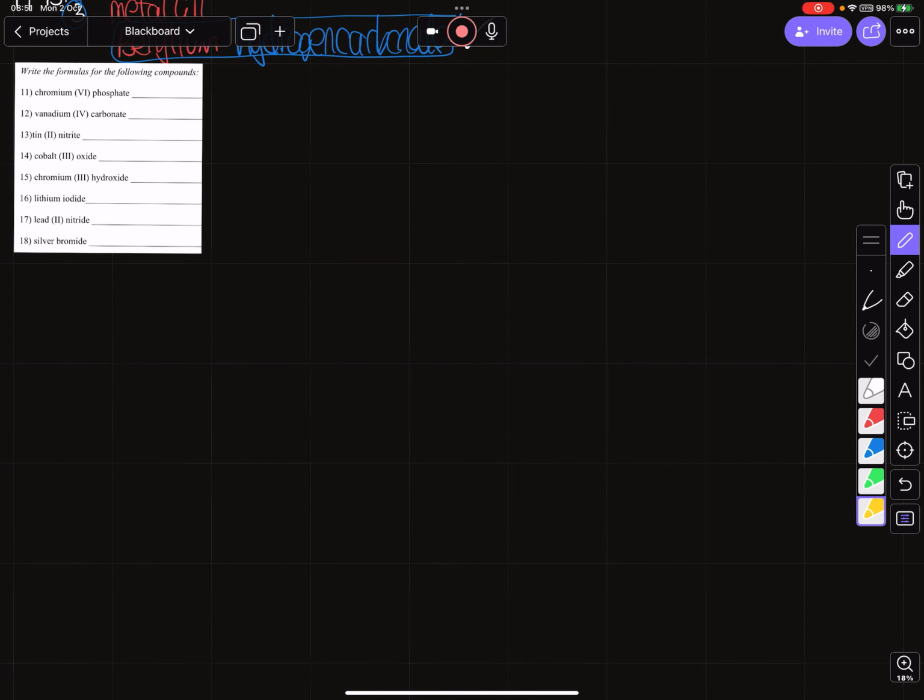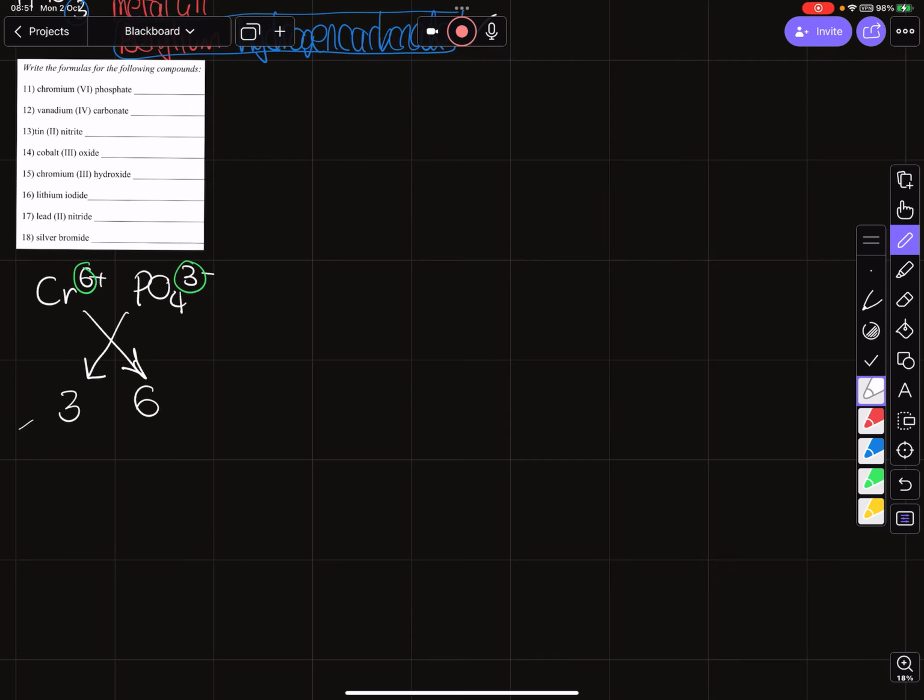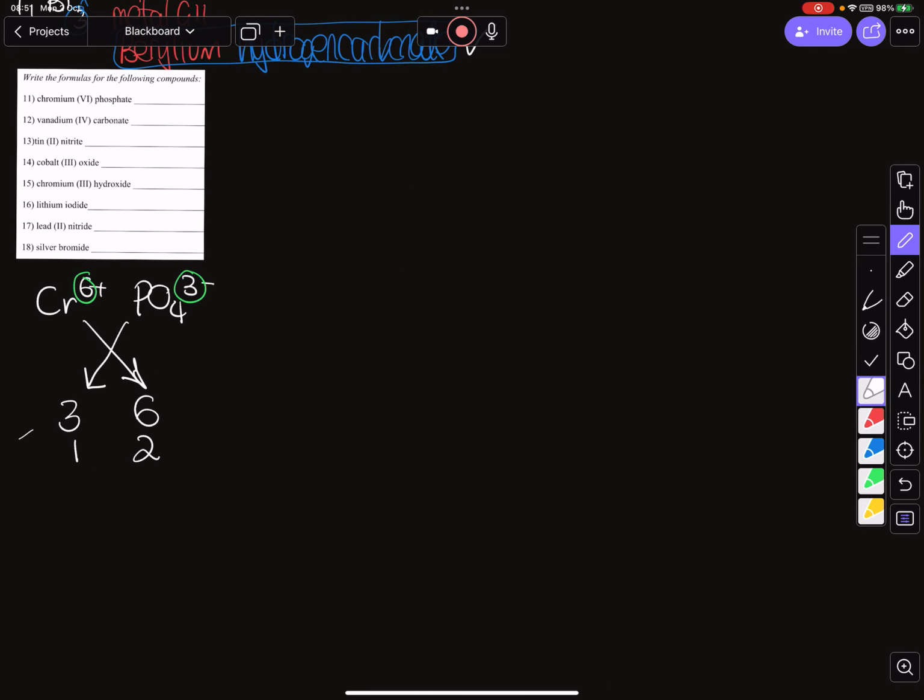Okay, so the next one is writing formulas from names. So this is using our drop-down method. So in number 11, we have chromium, and the Roman numeral tells us the charge, and that makes it a 6+. The phosphate is a complex anion, so you have to learn it. It is a 3-. We are doing our drop, and the thing we are dropping down is just the number that is in the charge. So that makes it a 3 and a 6. We go for the simplest whole number ratio, which is the same as a 1 and a 2. So when we put it all together, it's Cr(PO4)2, with the PO4 in brackets twice.